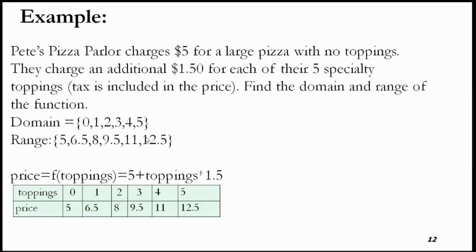Clear? So toppings is equal to 0 to 5, and you can write the corresponding price over there. So now here the domain will become 0 to 5 and the range will become 5 to 12.5. Clear?